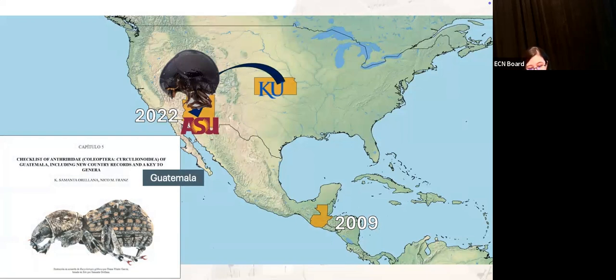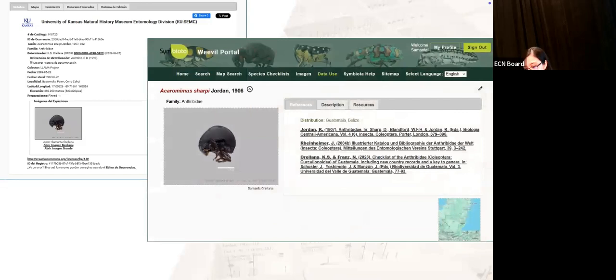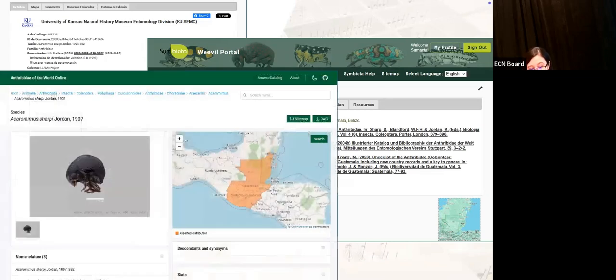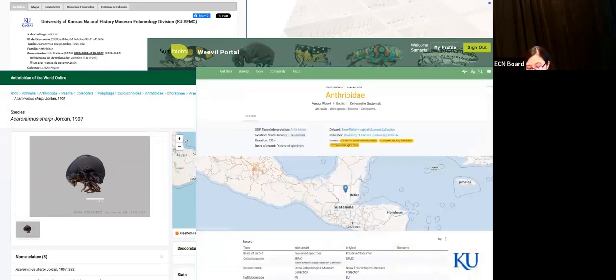It's already published. And now this tiny Acanthimus sharpi has been updated in the Weevil portal with the image, with the ID, and the species information is also available in the Weevil portal. We have a few new records for Honduras. I haven't published that yet. I'm working on that. But in the taxon pages catalog, we have the already known distribution in Guatemala and Belize, the image, and all the information that is known about this species. So that's very cool.